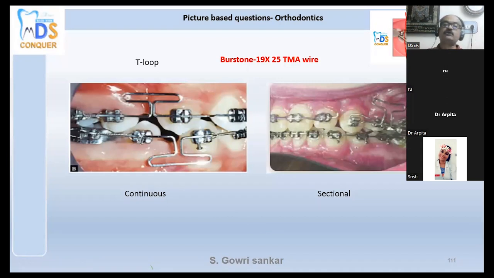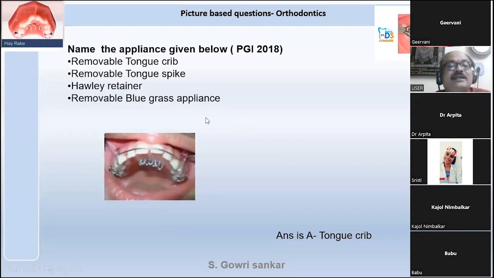Yes, you can use any method, frictionless method, or... what is the difference between a tongue crib and a tongue spike? First of all, is it a removable or a fixed one? Yes, it is a removable one. So is it a tongue crib or is it a spike?